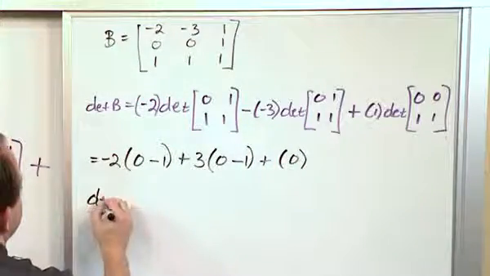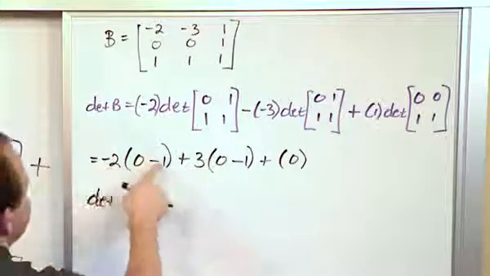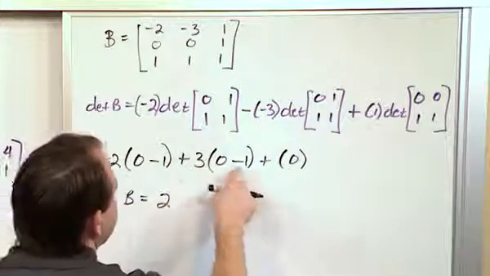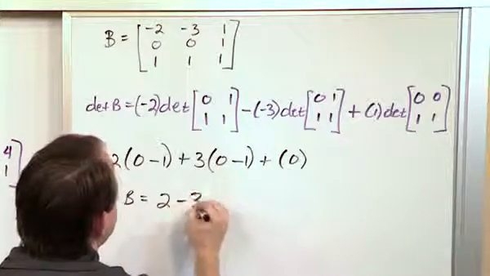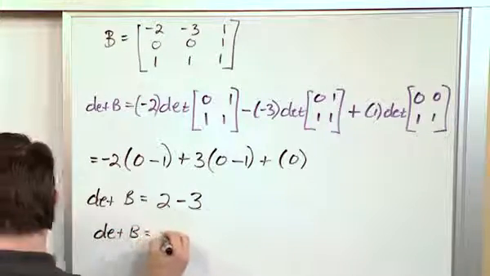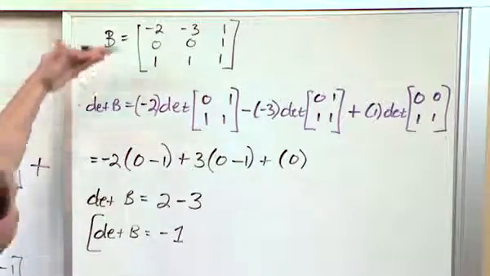So the determinant of B is equal to negative 2 times negative 1, which will give us a positive 2. This is 3 times the negative 1, so that will give me a negative 3. And this is a 0. So the determinant of B is negative 1. Not very many steps, right?